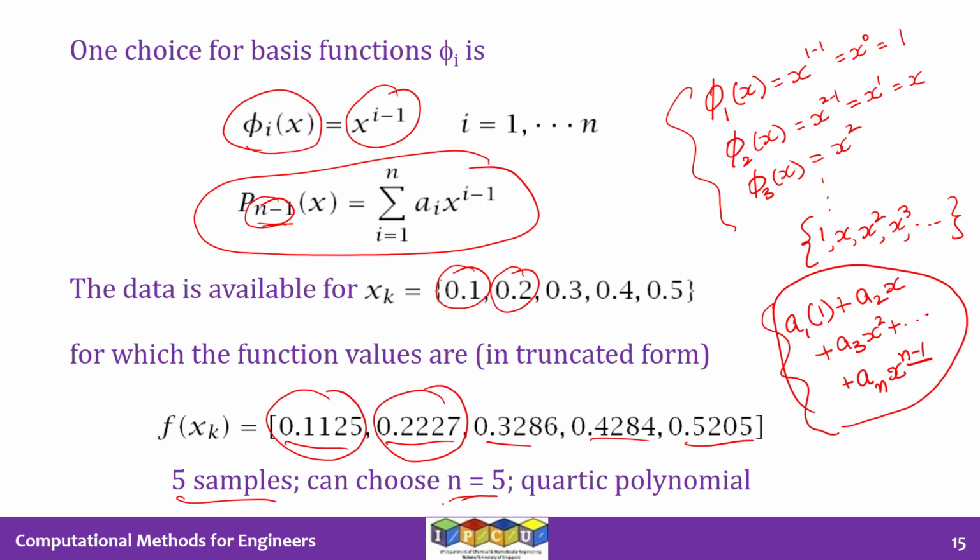So when n is equal to 5, i goes from 1 to 5. So the highest power of x will be x to the power of 5 minus 1, which is x to the power of 4. So we are going to go for a fourth order polynomial, which is called a quartic polynomial. And a fourth order polynomial has 5 parameters. So 5 samples, 5 parameters, that will give us a perfect fit. That will be a good interpolating polynomial, because the perfect fit polynomial will pass through all the data points exactly.